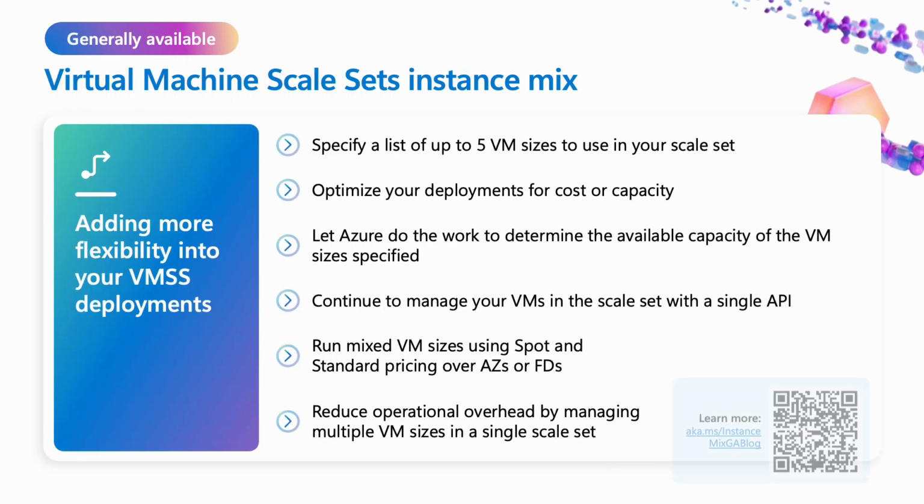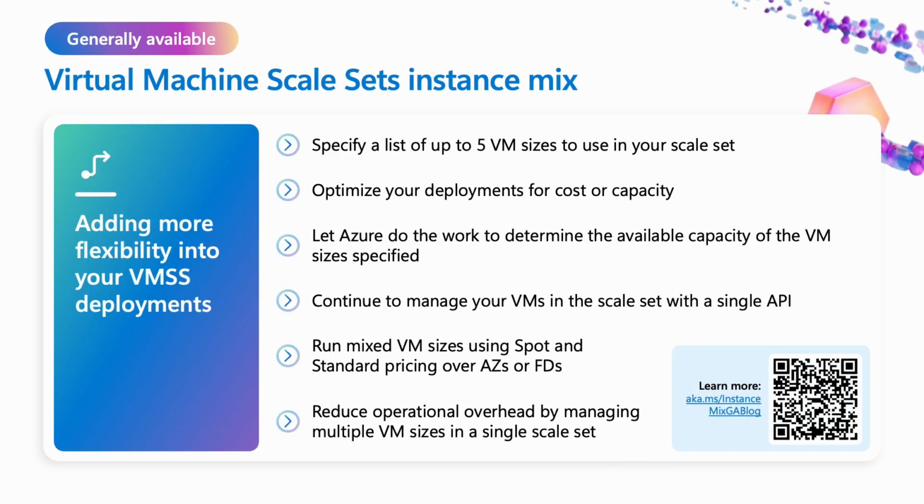The next question would be, how can I leverage these VMs and how can I minimize the operational overhead for my workload? This is where Virtual Machine Scale Set's instance mix comes into play. With VMSS instance mix, you can specify up to 5 VMs in a single deployment, and VMSS takes care of deploying these VMs looking at our real-time capacity. So you can scale out without any worries of capacity or challenges that come with it.